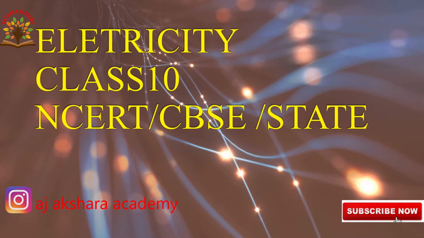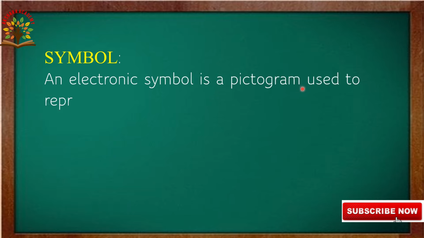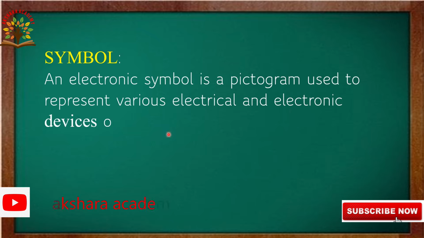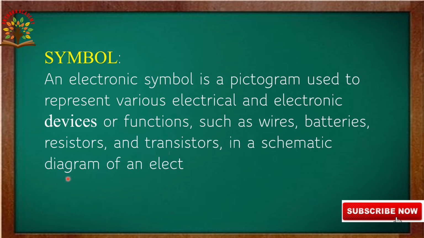Let us go to today's session. Symbol. An electronic symbol is a pictogram used to represent various electrical and electronic devices or functions such as wires, batteries, resistors and transistors in a schematic diagram of an electrical or electronic circuit. So this is the definition of a symbol.